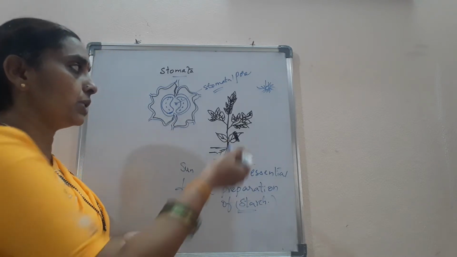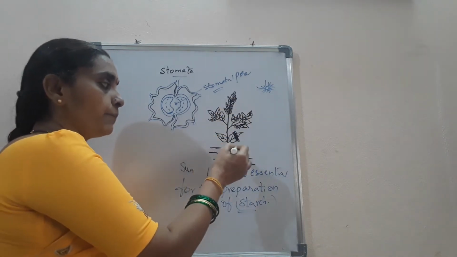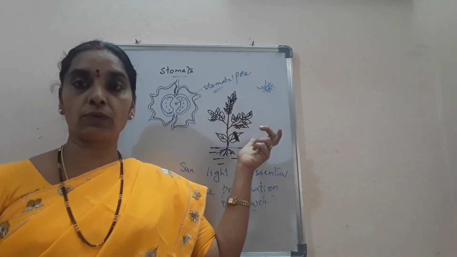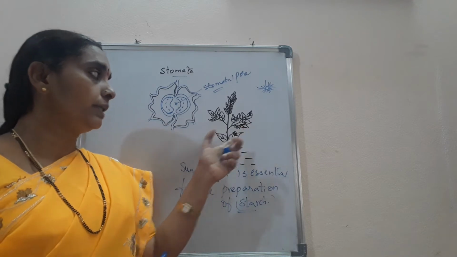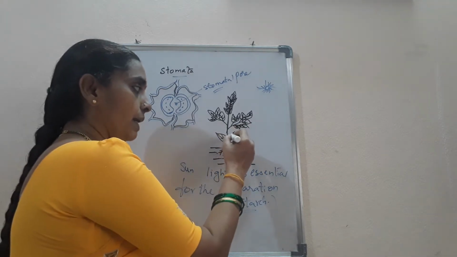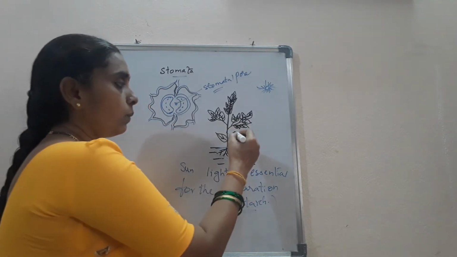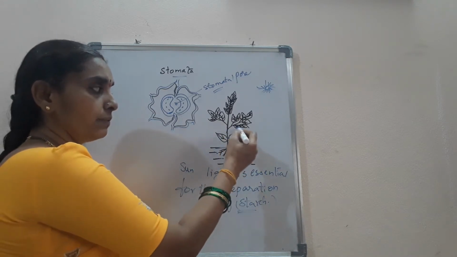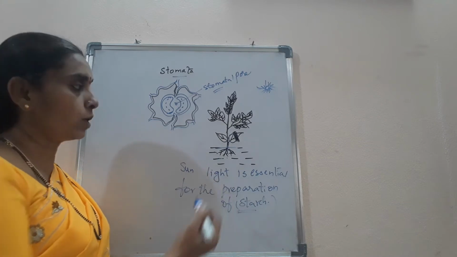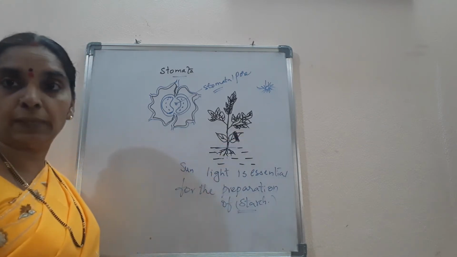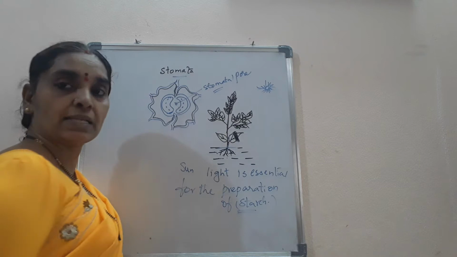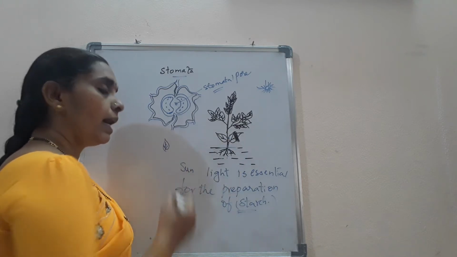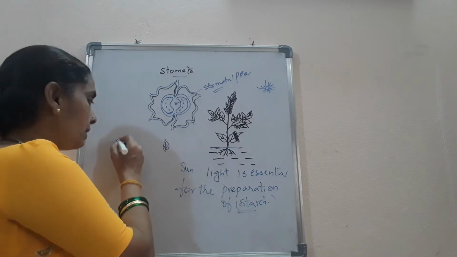See here, children, take a plant which has been exposed to light continuously for 4 to 5 days. Keep it in the sunlight and take one leaf, a green part of the plant, and cover it with black paper. See how it has been covered in the figure. So you have covered it with black paper and exposed it to the sun. Afterwards, you cut this leaf and test it with iodine solution.